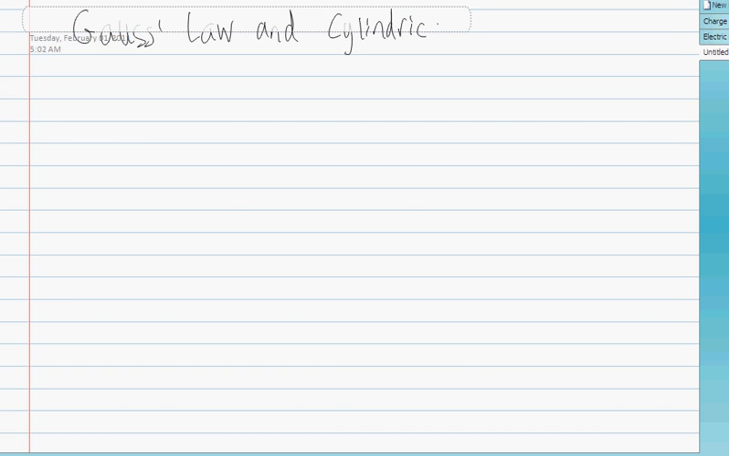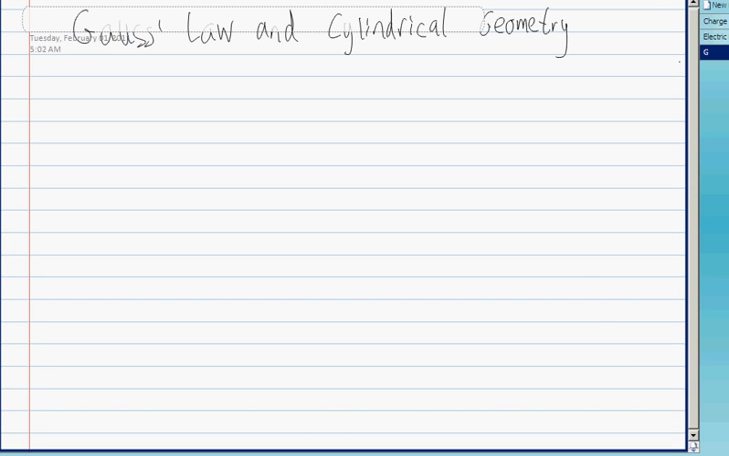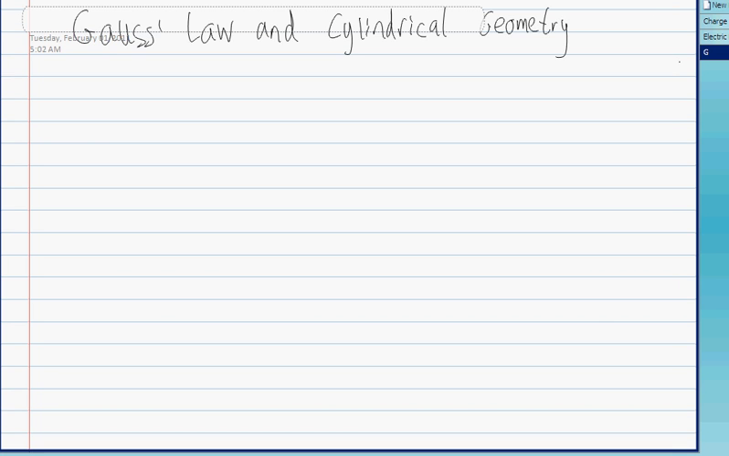Again, Gauss's law, which you should all be able to recite by heart by now, is what we're going to work on, but in cylindrical geometry. So Gauss's law in cylindrical geometry is what we're going for here.